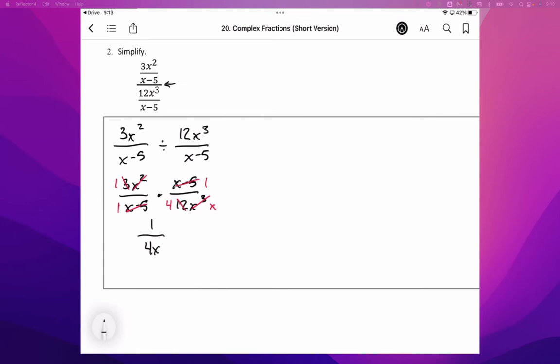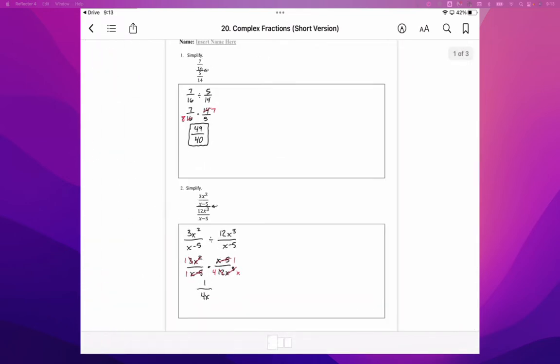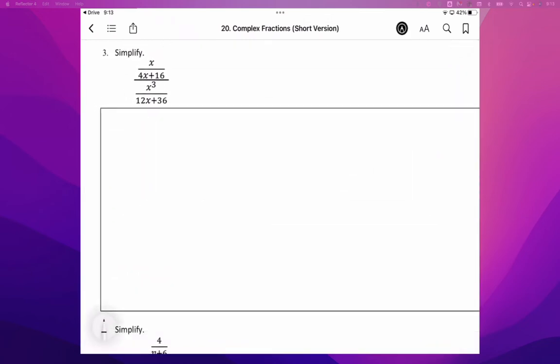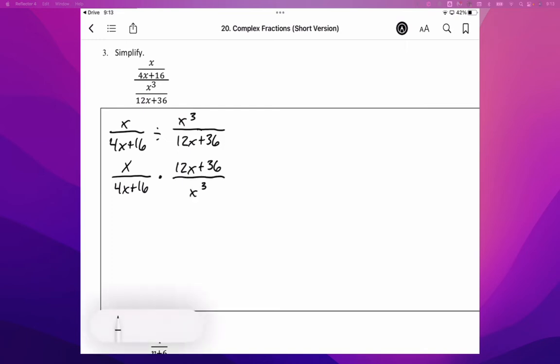Okay, moving on to number 3. Same situation as last time. We have x over 4x plus 16 divided by x cubed over 12x plus 36. And so we're going to do the reciprocal and multiply again. So that becomes times 12x plus 36 over x to the third power. We'll do our cross-canceling gig. That's going to become a 1. That's going to become an x to the power of 2.